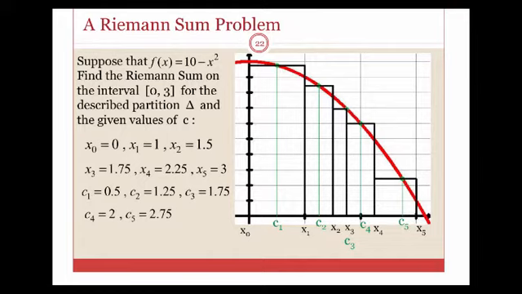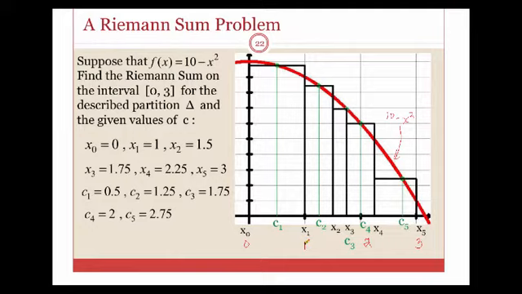The idea with a Riemann sum is, and this is a good example, this is the curve 10 minus x squared. Okay, that's the red curve that you see here. If you take a look at the little paragraph there, you're trying to find the Riemann sum on the interval from 0, so here's 0, up to 3. Here's 3. Okay, this is 2. Here's 1. At the given values of c.